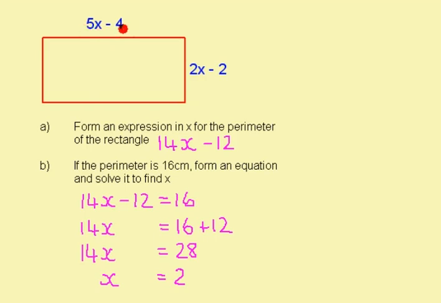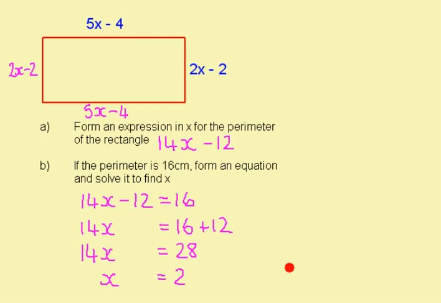The top is 5x minus 4, so the bottom is 5x minus 4. This side is 2x minus 2, so this side is 2x minus 2. Now if I count the x's, I've got 5, add 2 is 7, add another 5 is 12, add another 2 is 14. Now look at the numbers, minus 4, minus 2 gives me minus 6, minus another 4 gives me minus 10, minus another 2 gives me minus 12. This is my expression. To form an equation, I get my expression, and then it says the perimeter is 16, so this must be equal to 16.